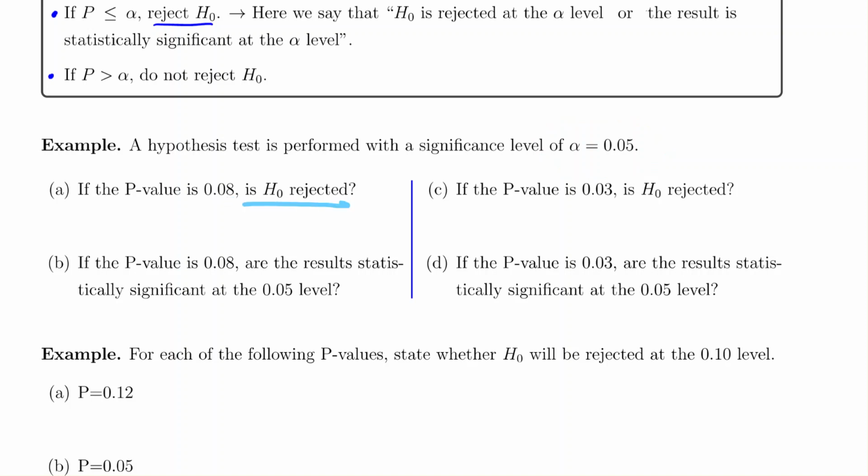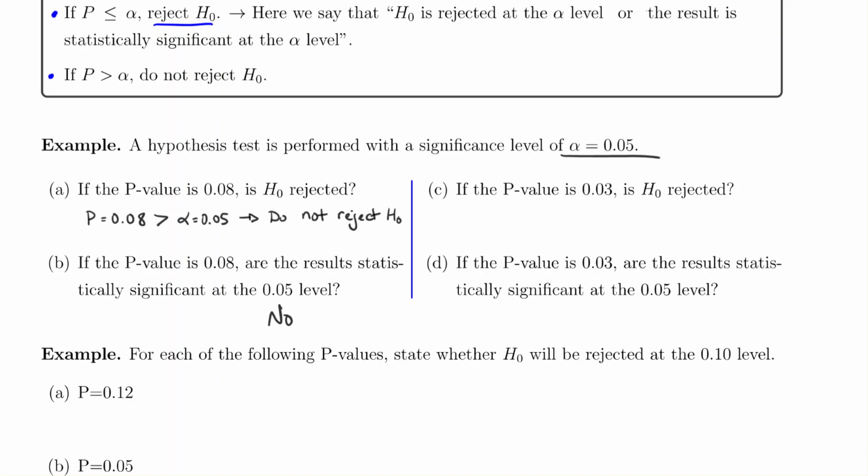Well, let's see. Our p-value of 0.08 is actually greater than our alpha value of 0.05. And they say when p is greater than alpha, you do not reject, or we fail to reject. Okay, since we do not reject H0 here, the results are not statistically significant because we failed to reject. So we'll say no here.